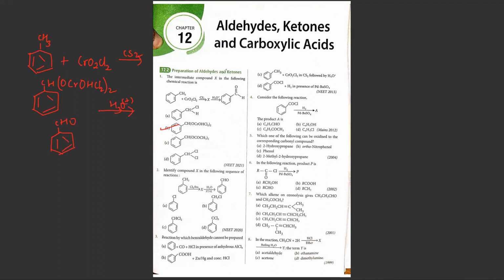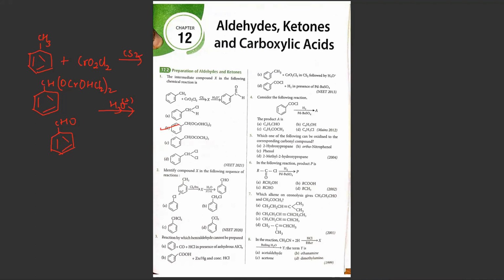Are you able to see the screen? Yes, okay. So we'll go for the next question. The first question was asked in the NEET 2021 paper.